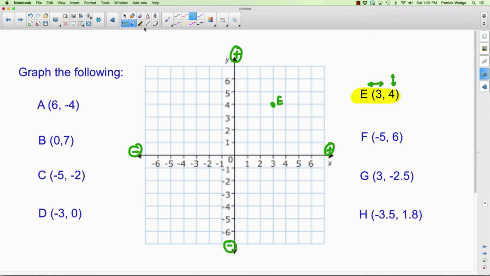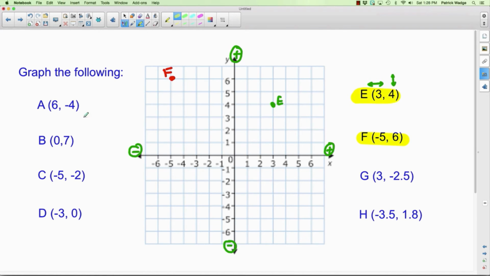Okay, next one. Let's do this one, F: negative 5, 6. So we start at the origin, negative 5. Remember, we're going one of these 2 directions first, and it's negative. So we go 1, 2, 3, 4, 5 right there. Now the second number is positive, so we're going to go up, and it's 6. 1, 2, 3, 4, 5, 6. There you go. There's our F.